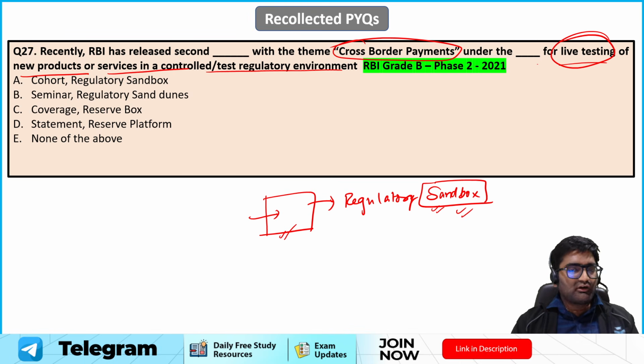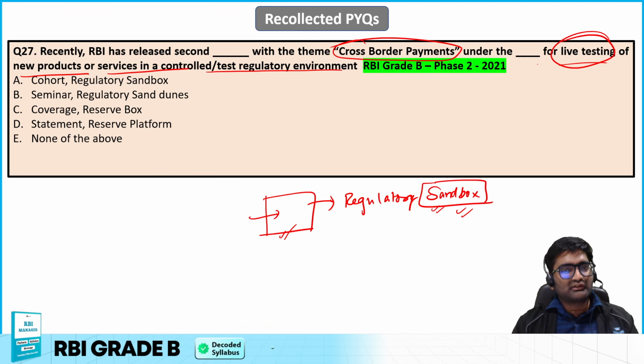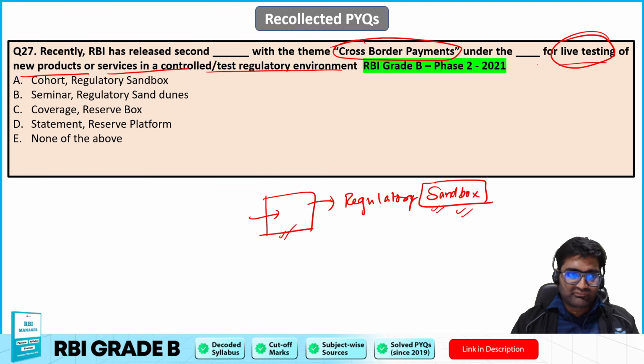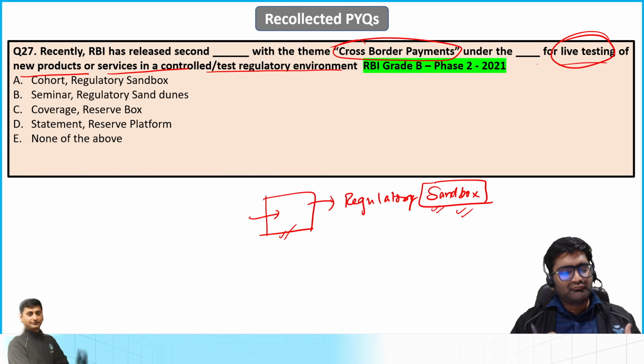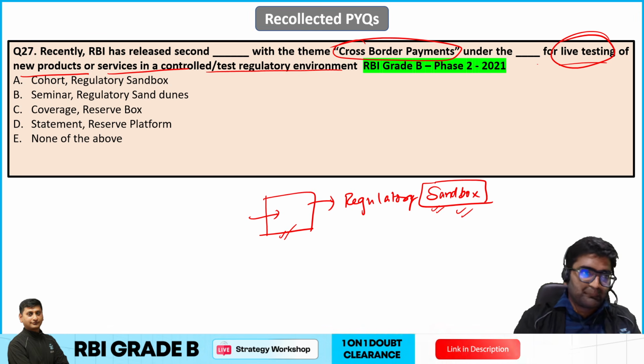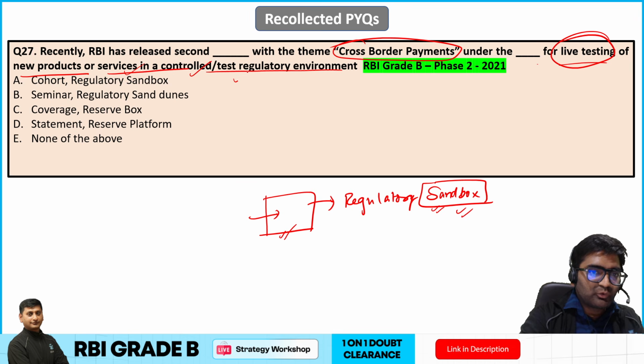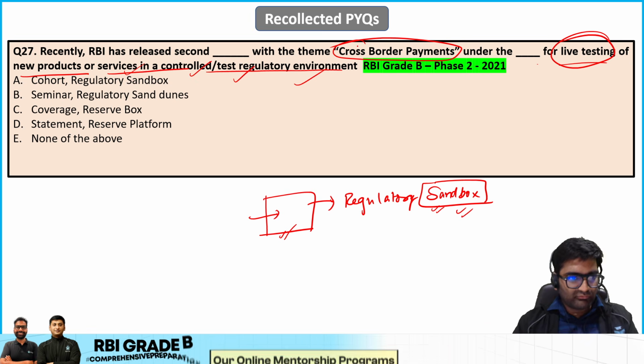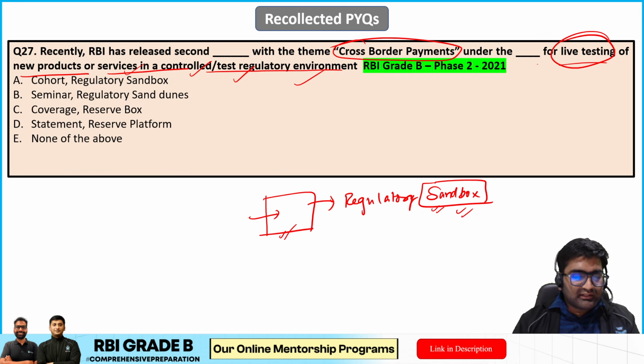You just make these things live for a few entities in a very less regulated manner. That is, you do not have to follow certain rules and regulations, large reserve requirements. All of these compliances are put aside, so that first of all the product is tested, and then we will bring it into the regulation if it is fine. Okay, new products and services are tested in a controlled test regulatory environment, as I told you. So that is called a regulatory sandbox.